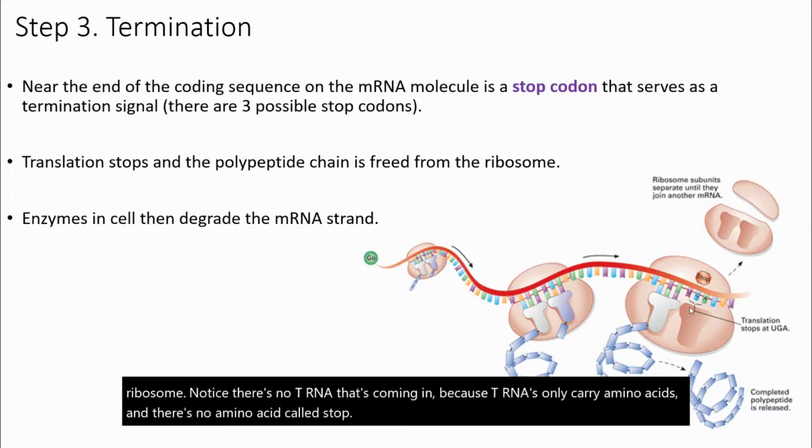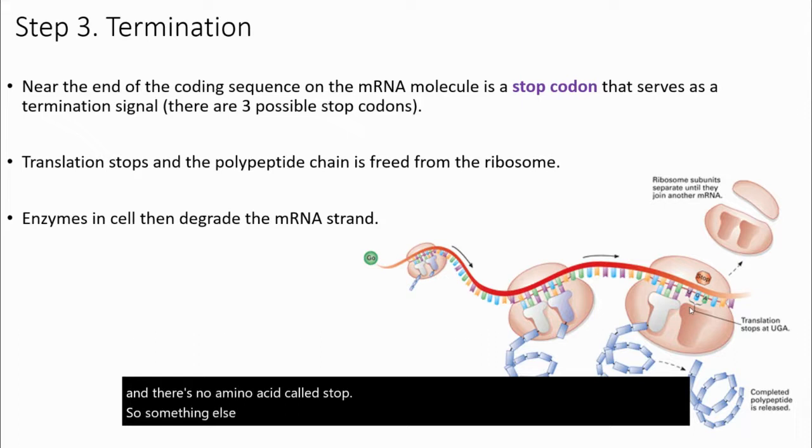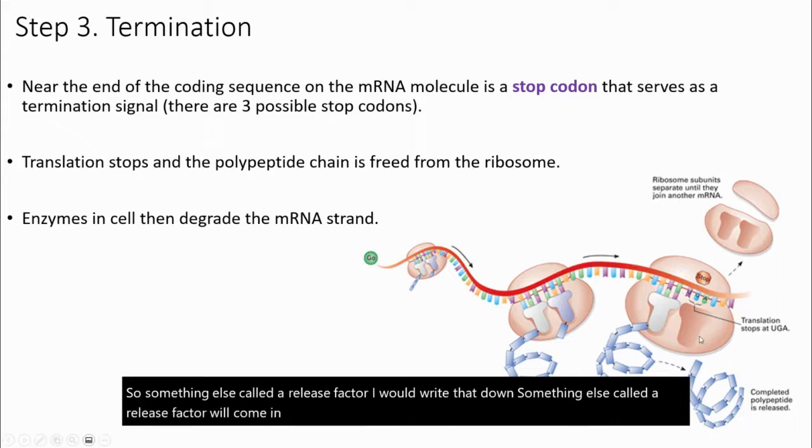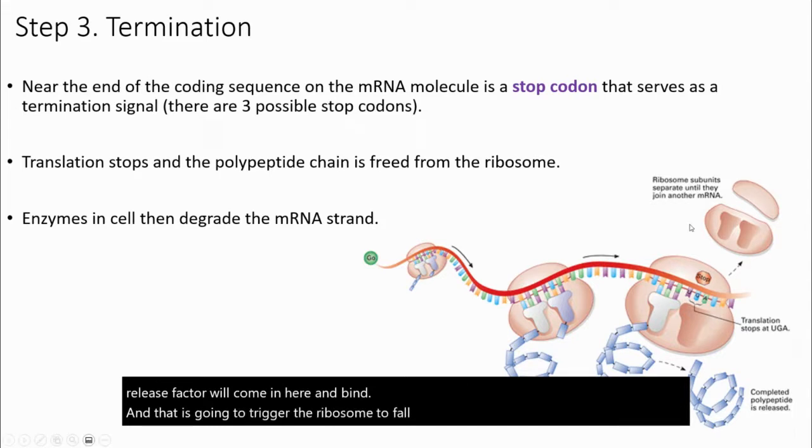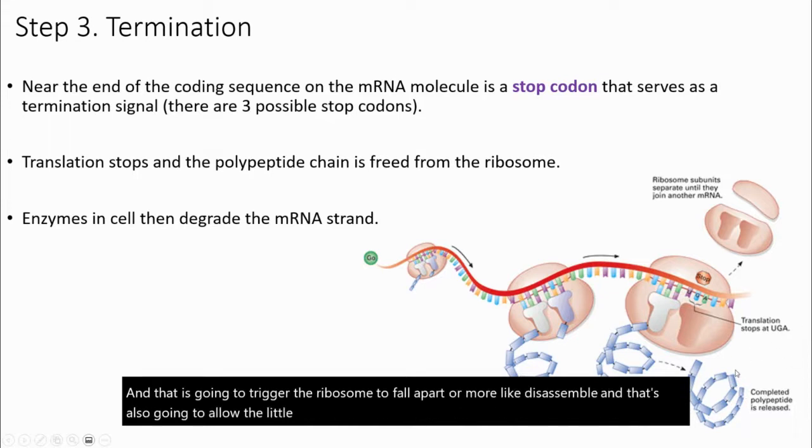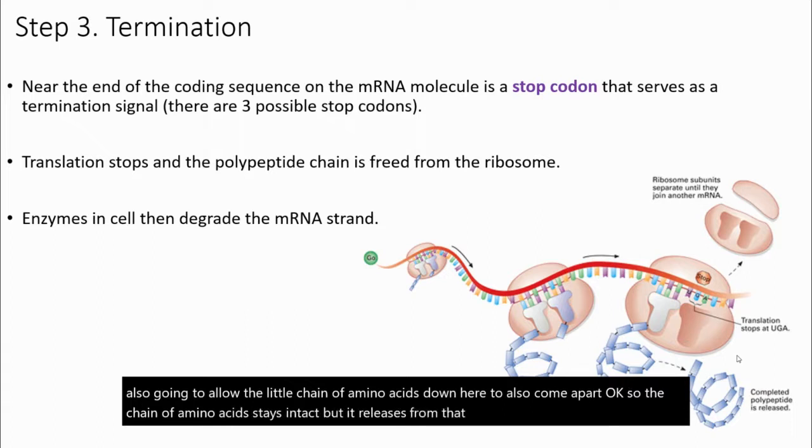So something else called a release factor, I would write that down. Something else called a release factor will come in here and bind, and that is going to trigger the ribosome to fall apart, or more like disassemble, and that's also going to allow the little chain of amino acids down here to also come apart. Okay, so the chain of amino acids stays intact, but it releases from that final tRNA molecule.